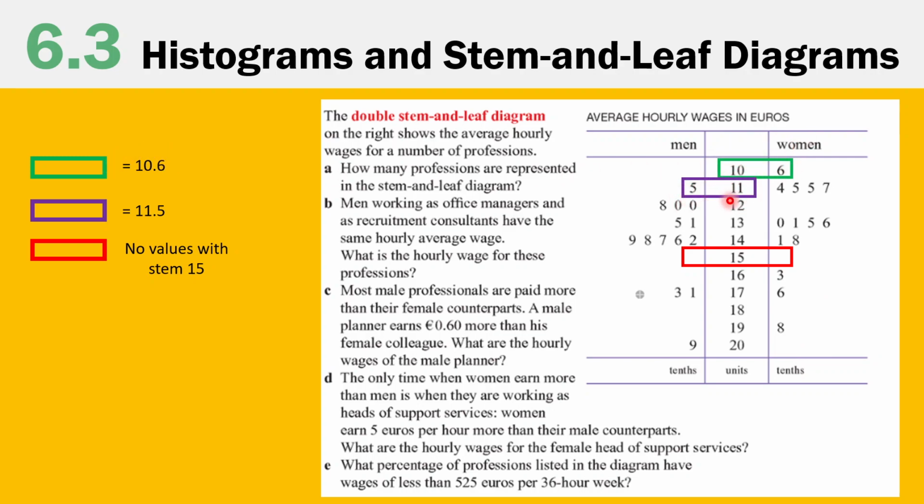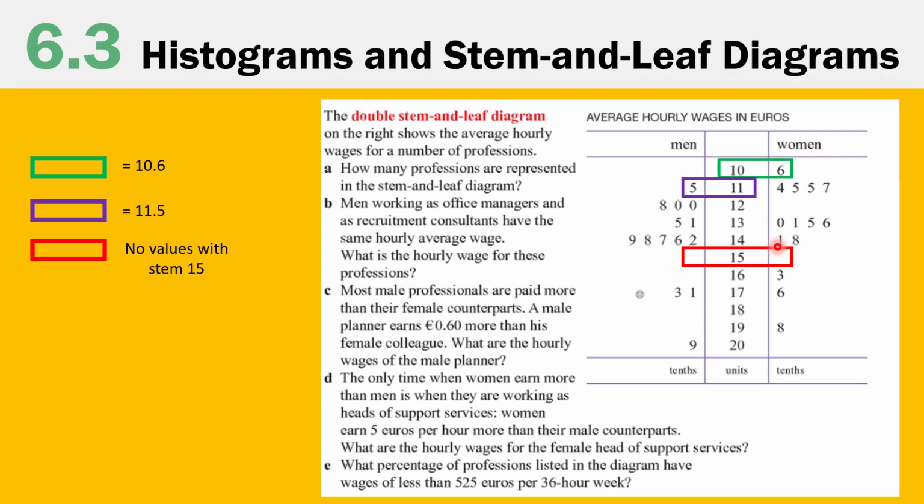Here, this purple one is not 5.11, right? Because my stem is 11. Here, this is data point 11.5. Be careful with that. And here, for example, we have 12.0, 12.0, and 12.8. Here, 13.1, 13.5 for the men, and 13.0, 13.1, 13.5, and 13.6 for the women.